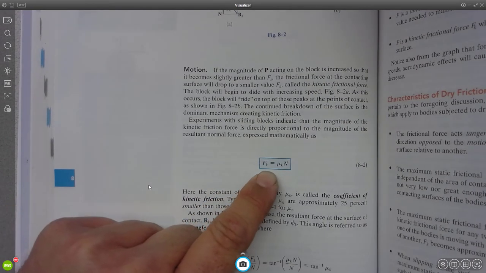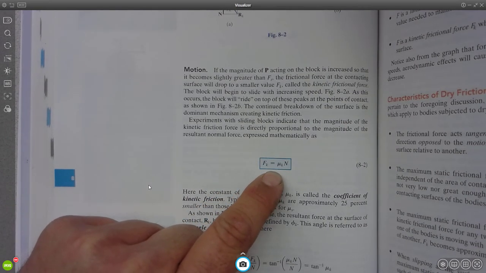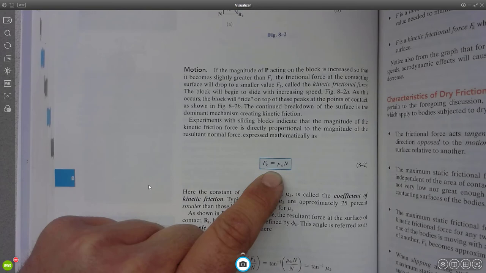Okay, so kinetic friction, what does static mean? What does kinetic mean? That's the difference between static and kinetic friction.